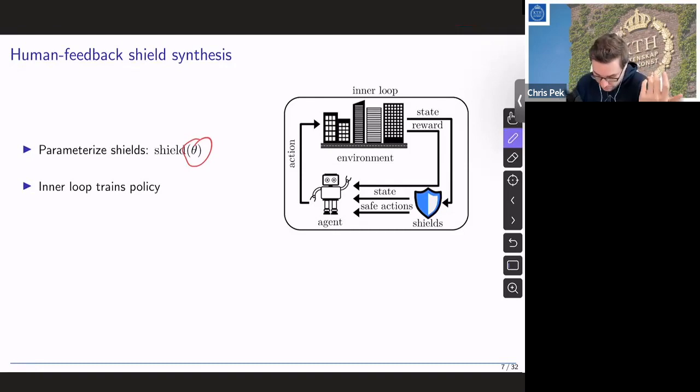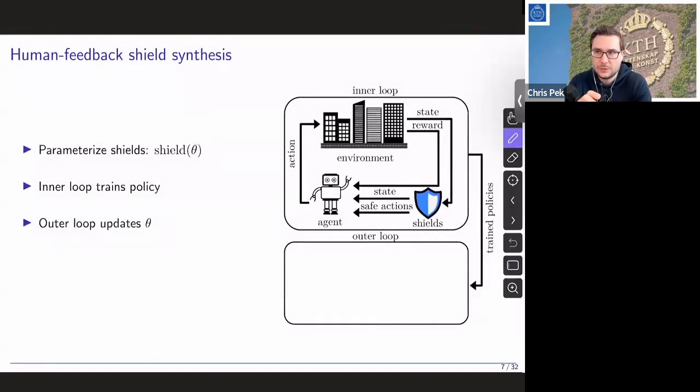And what we then do is we extend our classical reinforcement learning framework that we've known so far, and I call it here the inner loop, where the environment provides a state and reward to the agent. The shield is just giving the safe actions to the agent, and the agent then executes safe actions only in the environment. We extend it with an outer loop where there's a human.